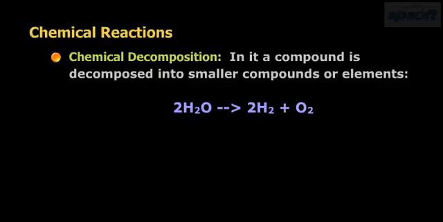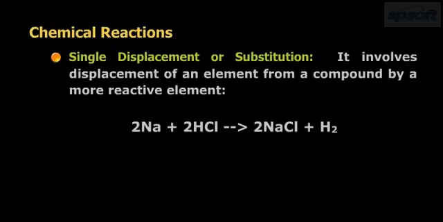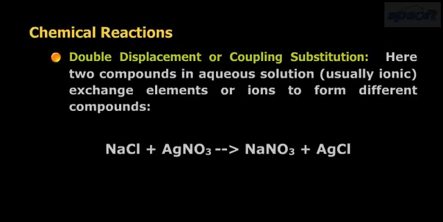Single displacement or substitution: it involves displacement of an element from a compound by a more reactive element. 2Na + 2HCl gives 2NaCl + H2. Double displacement or coupling substitution: here, two compounds in aqueous solution, usually ionic, exchange elements or ions to form different compounds. NaCl + AgNO3 gives NaNO3 + AgCl.